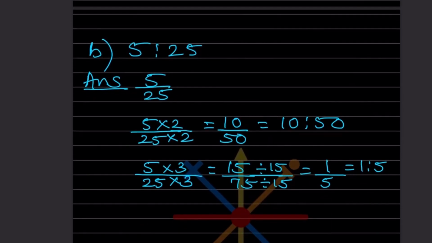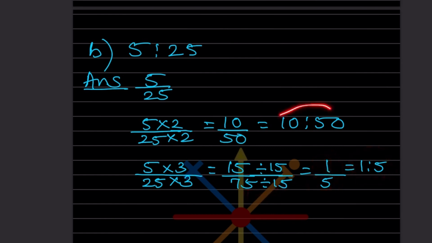Now for the next one, it says that 5 is to 25. Again, multiply by 2, you get 10 is to 50. When you multiply by 3, what will you get? 15 by 75. So we can write it separately: 15 by 75 is equal to 15 divided by 15, which is 1, and 75 divided by 15, which is 5, so 1 is to 5.